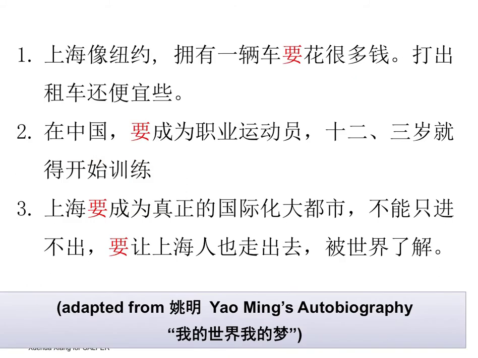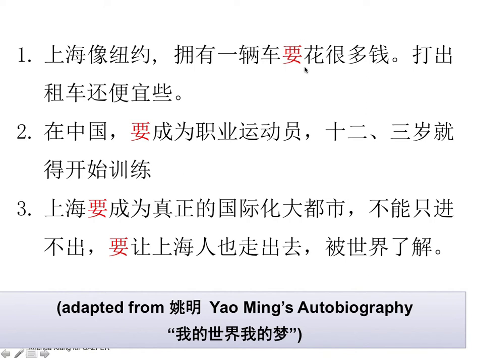Let's see some examples from authentic sources. Yao Ming's autobiography. You mean we know the basketball player Yao Ming. 我的世界,我的梦, my world, my dream. These 3 sentences are from his biography in Chinese. First one, 上海像纽约. Shanghai is like New York. 拥有一辆车要花很多钱. To own a car, it's going to cost you a lot of money. 打出租车还便宜些. It's even cheaper to just get a taxi.